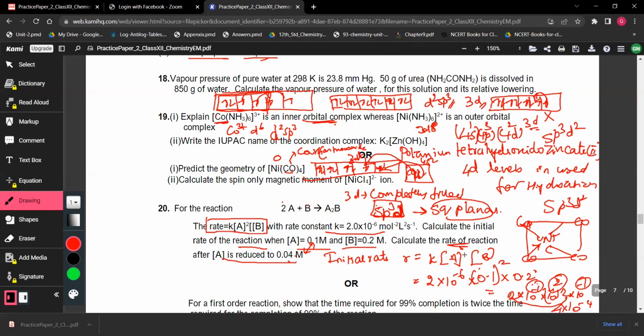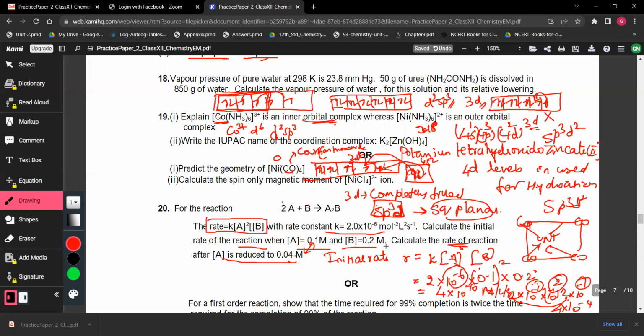So the initial rate is, already you have 10 power minus 4 here. And here again there is a 10 power minus 6. 6 and 4 added together will become 10 power minus 10. So the rate of the reaction will be 4 into 10 power minus 10 moles per liter per second.